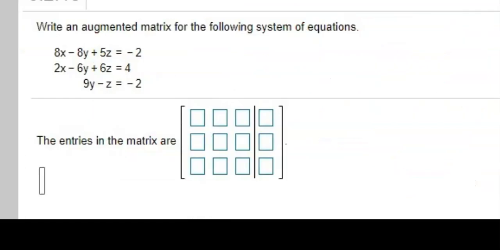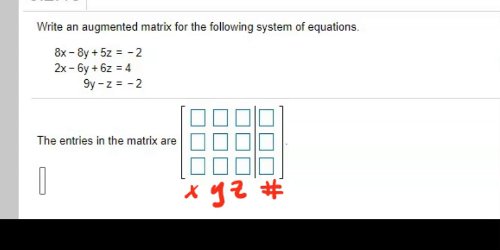Pause. All right, so the next two problems, we're just setting up an augmented matrix. Augmented means that this vertical bar is where the equal sign goes. So if that vertical bar is there, it means that everything on the left has variables and everything on the right is just constants or just numbers. And that vertical bar is actually going to be your equal sign. And you need to have an X column, a Y column, a Z column, and an answer or a constant column.